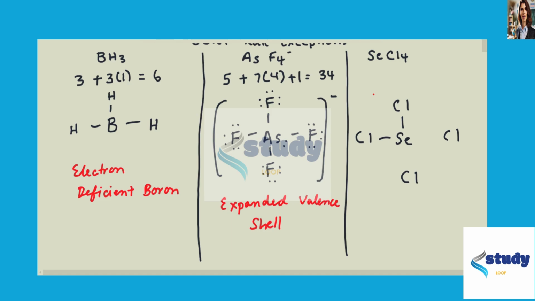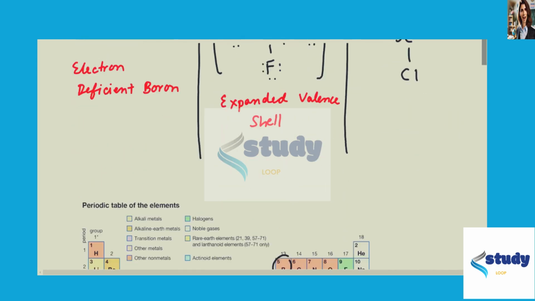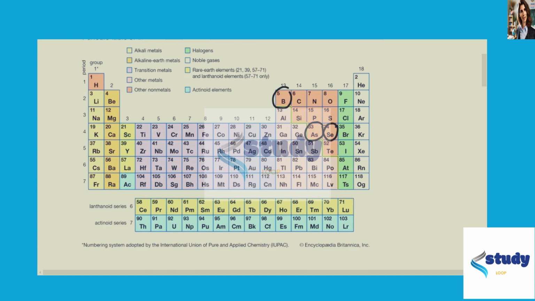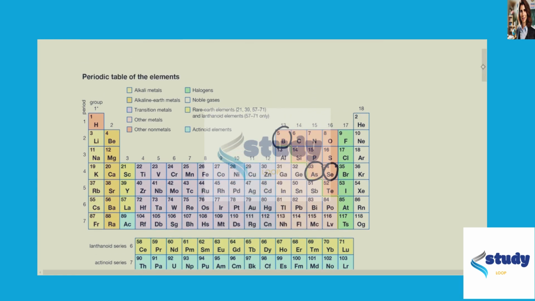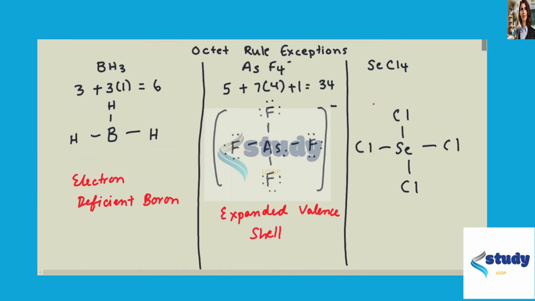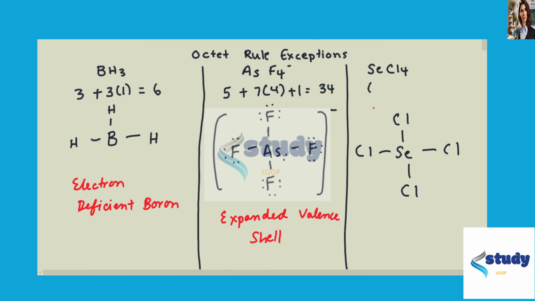All right, the last example is selenium tetrachloride. So we put the 4 chlorines here. We draw our single bonds. Selenium is in group 16, so it will have 6 valence electrons, plus 7 times 4 for each of the chlorines. So we need 34 here as well. I apologize, yes, 34: 28 plus 6 is 34. And we have 8 taken care of here, so we need 26 to go in the lone pairs.